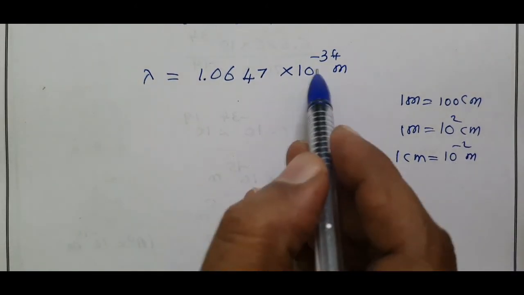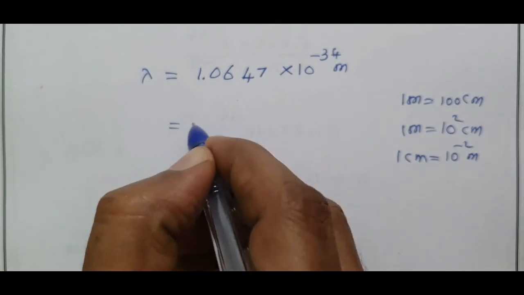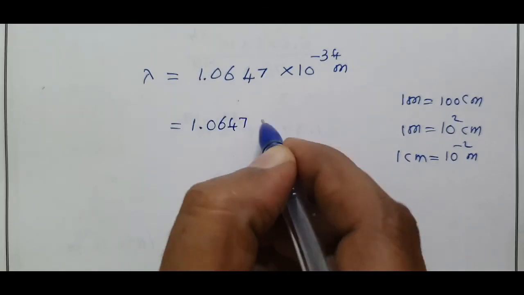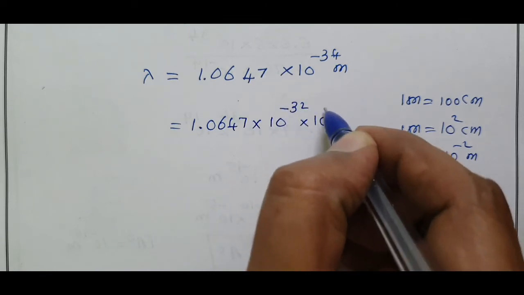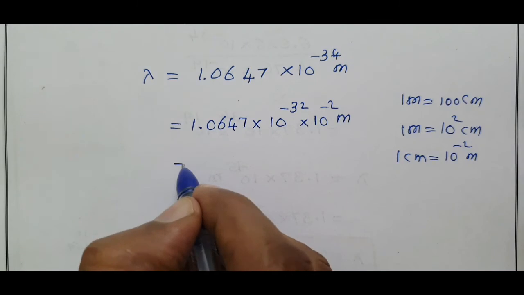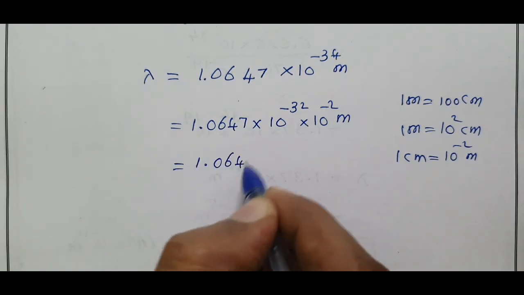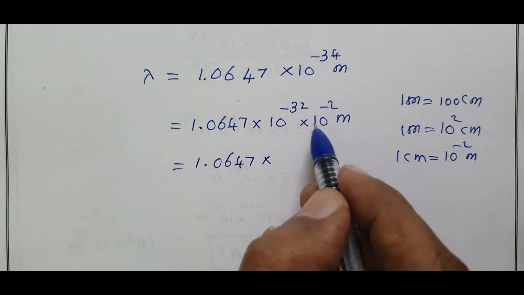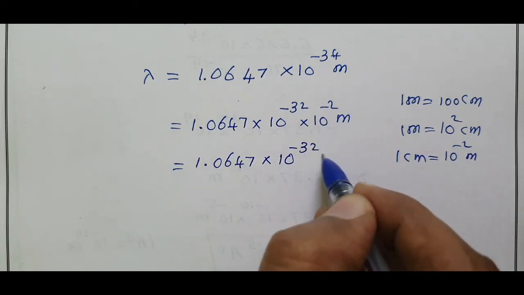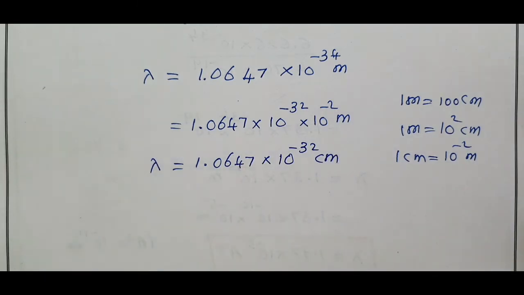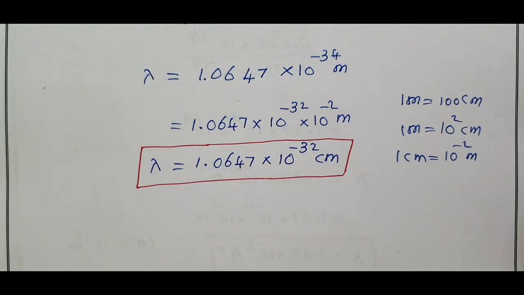So according to this, now I divide this 10 power value as 1.0647 into 10 power minus 32 into 10 power minus 2 meter. So equal to 1.0647 into 10 power minus 2 meter equal to 1 centimeter, 10 power minus 32 centimeter. This is the lambda value. So the answer is de Broglie wavelength lambda equal to 1.0647 into 10 power minus 32 centimeter.